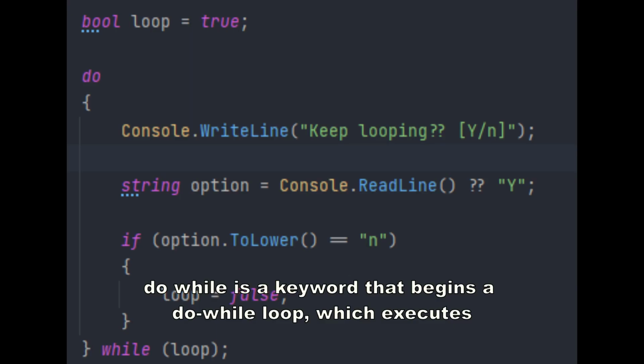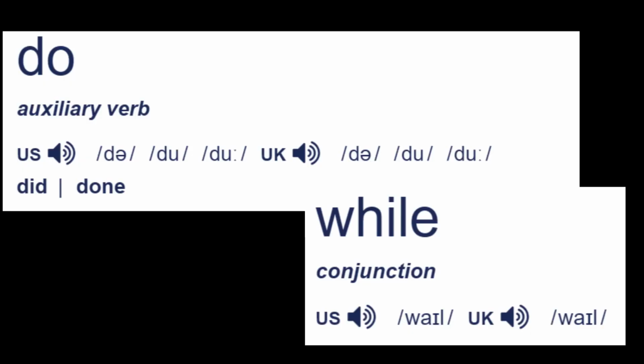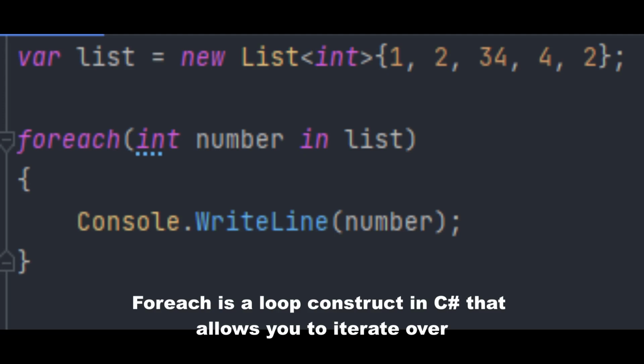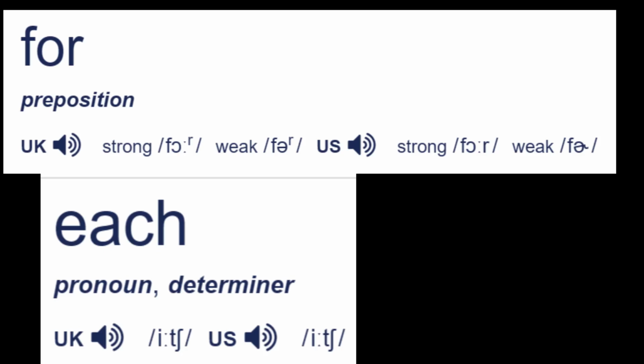Do while is a keyword that begins a do-while loop, which executes a block of code repeatedly until a condition is met. Do while. For each is a loop construct in C# that allows you to iterate over the elements of a collection or array. For each. Again, for each.